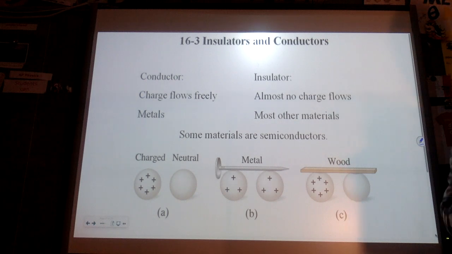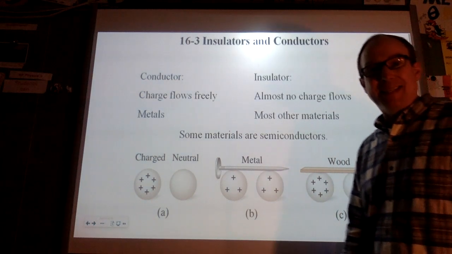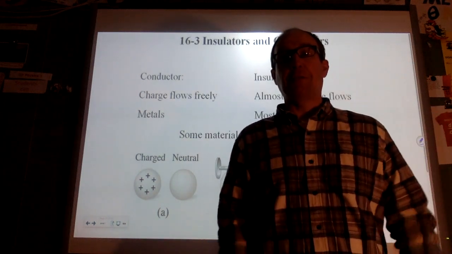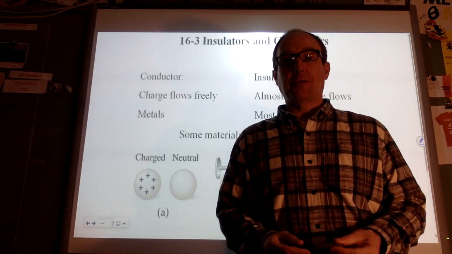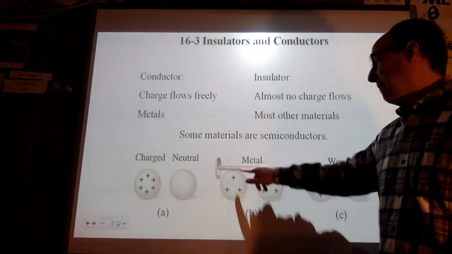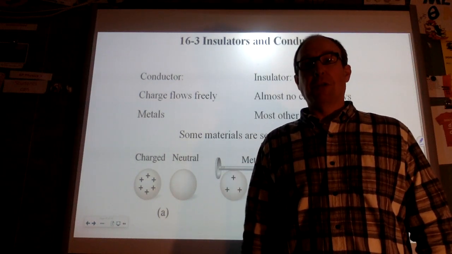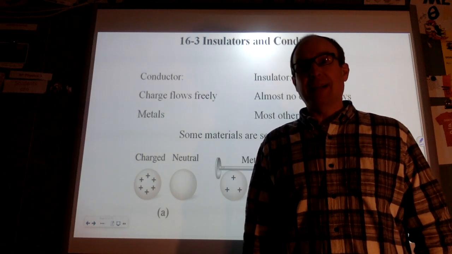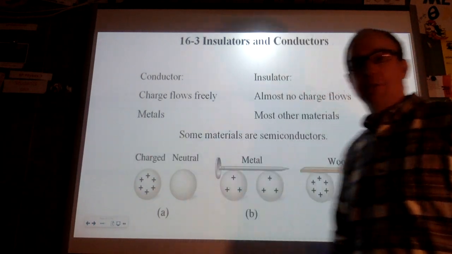So down here I have two metal spheres. One of them is missing six negative charges, which gives it a net charge of positive six charges. The other one has the same amount of positive and negatives, so it's neutral. If I connect them with a conductor, the charge is free to flow. So what's going to happen is that charge doesn't like the same charge. It's going to try to get as far away from the same charge as possible.